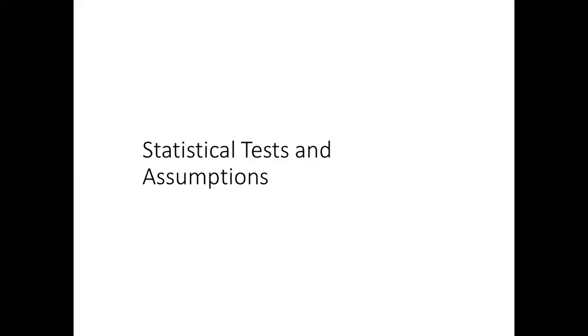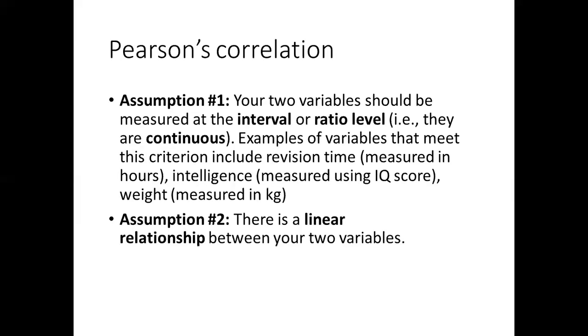So it's important we also know that. So we have the Pearson correlation, and these are some of the assumptions. We have two assumptions: assumption 1 and assumption 2. Like I said, for assumption 1, two of the variables should be measured at interval or ratio, i.e., they have to be continuous. And these are some examples of variables.